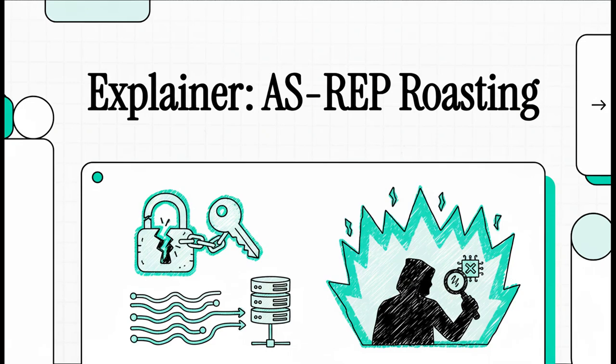Welcome to The Explainer. Today, we're breaking down a really critical cybersecurity threat. And the crazy thing is, it doesn't need some complex, fancy exploit. All it needs is one single, overlooked setting. We're talking about AS-REQ roasting.